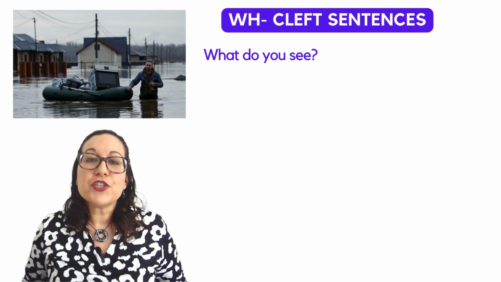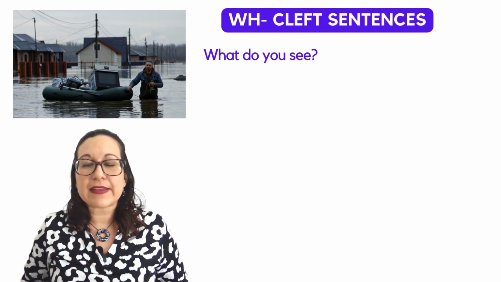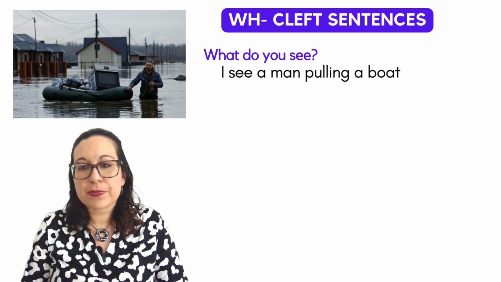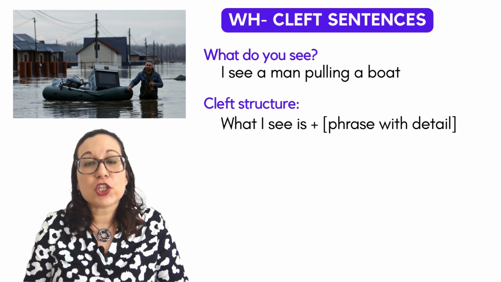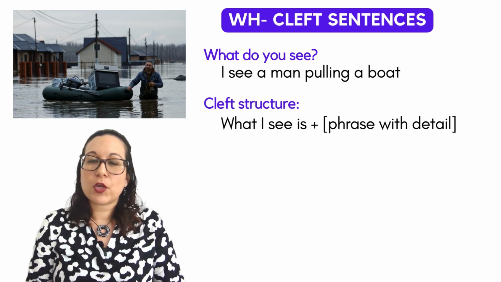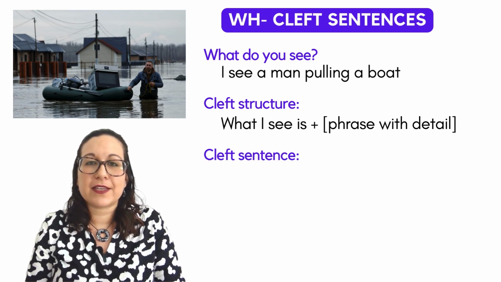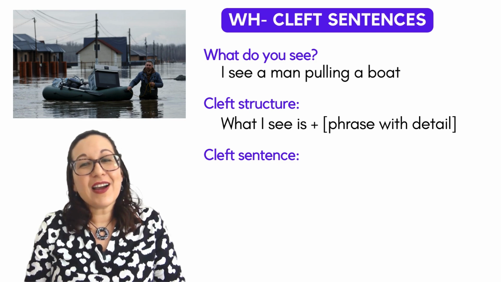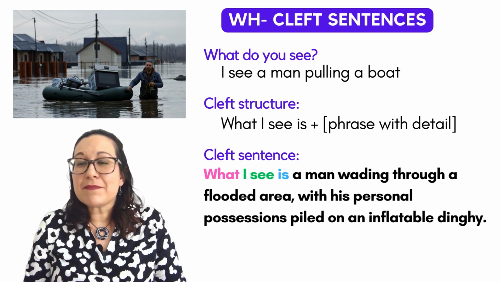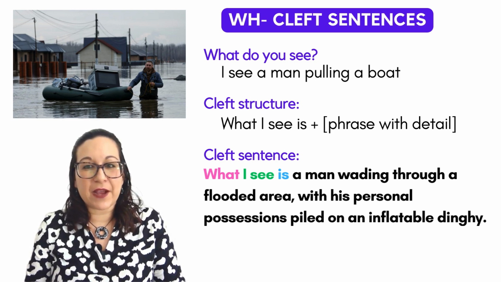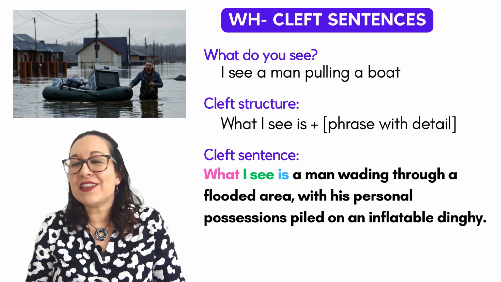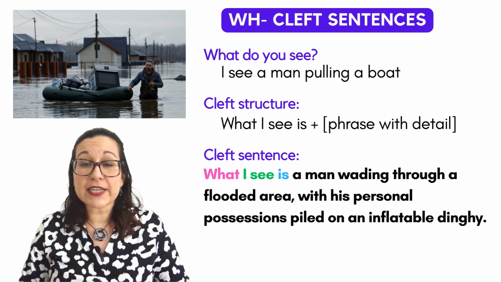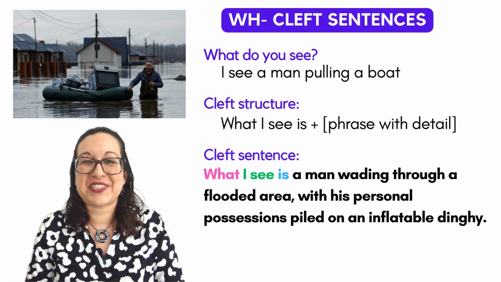So let's go back to all the notes that you had earlier on what you see in this picture. We started off with, I see a man pulling a boat. But now we can add all of that detail to a cleft sentence. What do you think? What will your cleft sentence look like? I've gone, what I see is a man wading through a flooded area with his personal possessions piled on an inflatable dinghy. Now, I'm sure yours looks a little bit different. That's fine. Just leave me a comment so I can check it out.